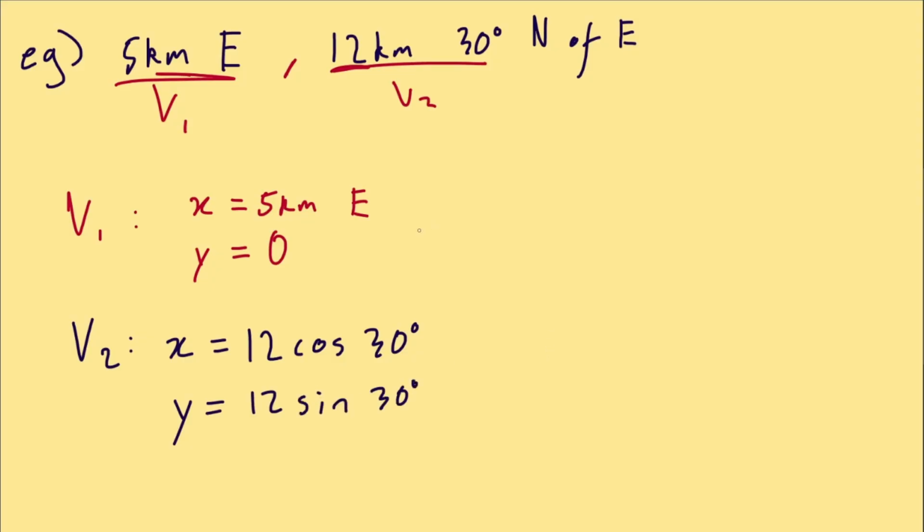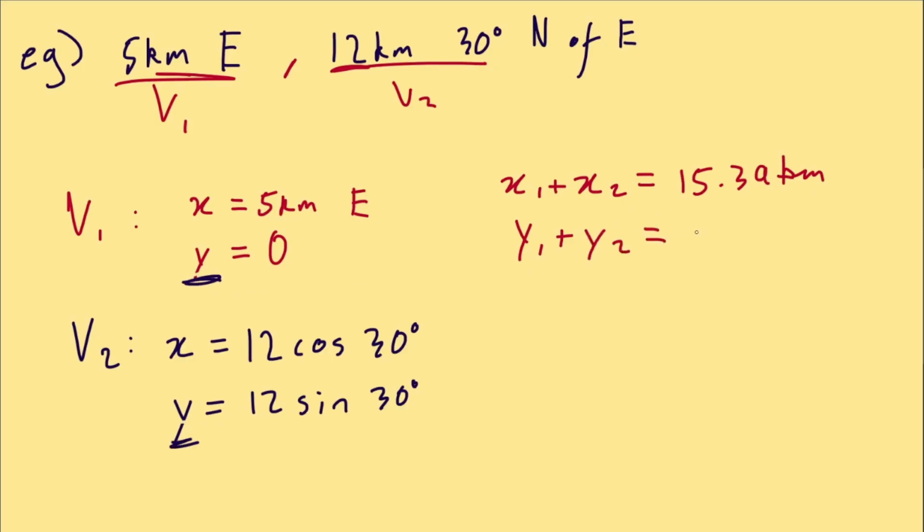Now we just have to add up all the x's and all the y's. Let's start with the x values. So x1 plus x2, when you put it into a calculator, you get 15.39 kilometers. Now y1 plus y2, these two guys, is equal to 6 kilometers.